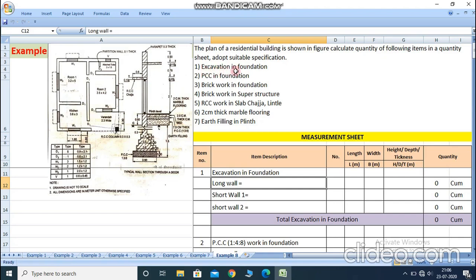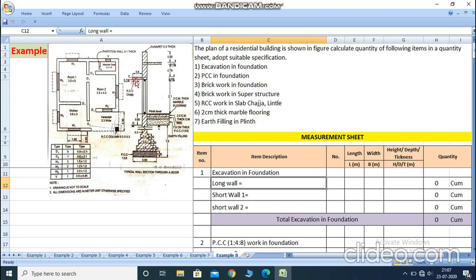The first item is the excavation in a foundation. For the excavation in a foundation we require the periphery wall and the internal wall. See this cursor point: the internal wall, and the periphery of the wall means the outer wall. A foundation is compulsory, and in the cross section a step footing is provided. For a 0.3 wall thickness, a 0.9 meter width of excavation is required below each and every wall.